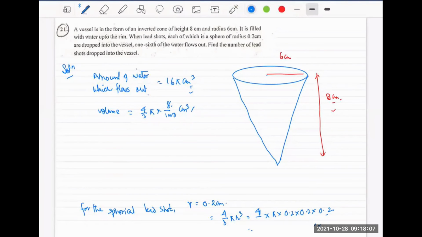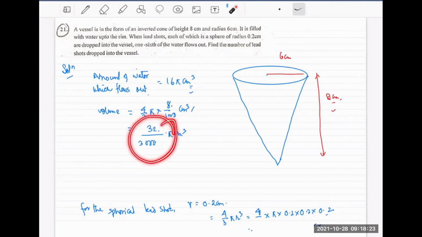You can further multiply this. You can make it into 4 8s are 32, 3 and 1000, we can put it as 3000 pi centimeter cube. So when we drop one lead shot, this much water is going to flow. If you drop 2 lead shots, how much water is going to flow out? We will multiply by 2, right? If we drop 10 lead shots, then we will multiply this 32 by 3000 into pi, it will be multiplied by 10.